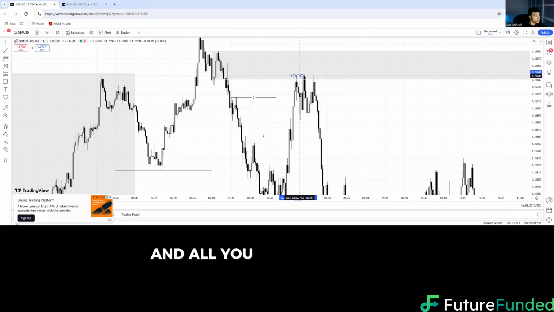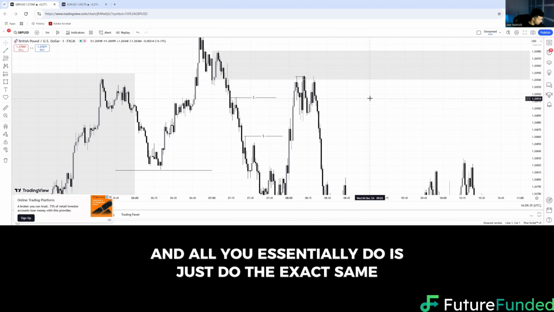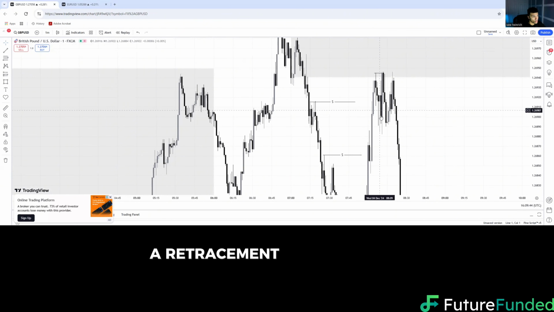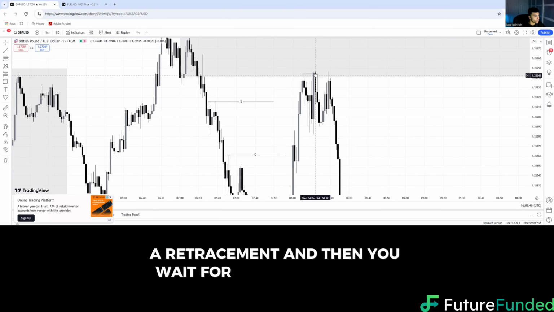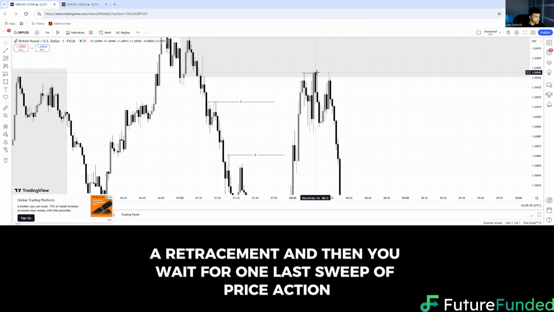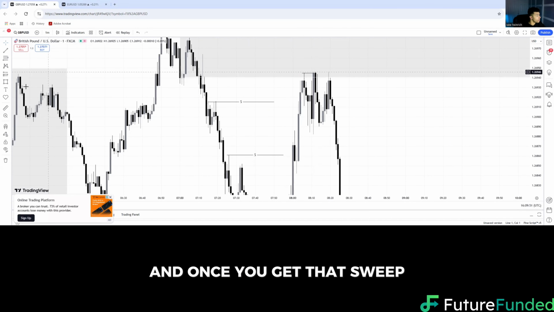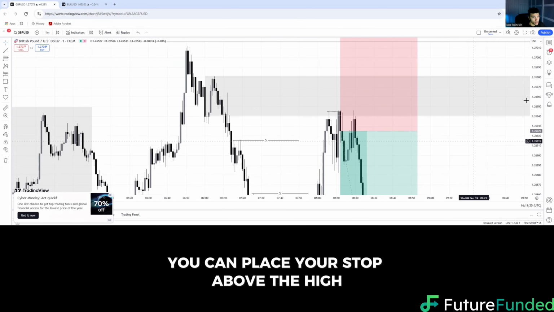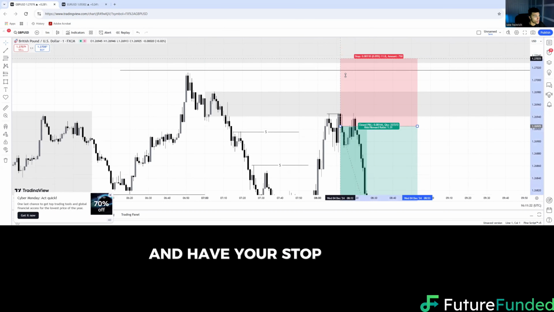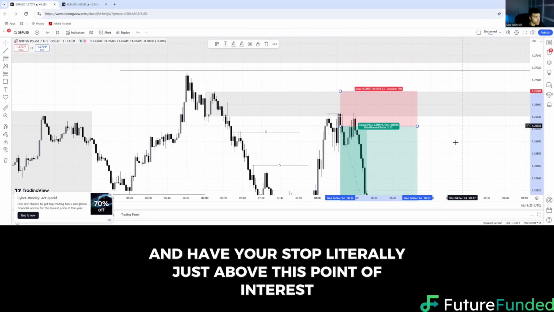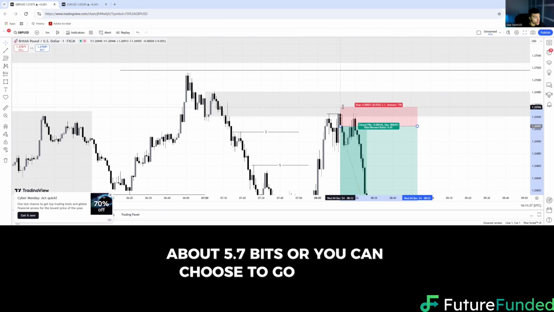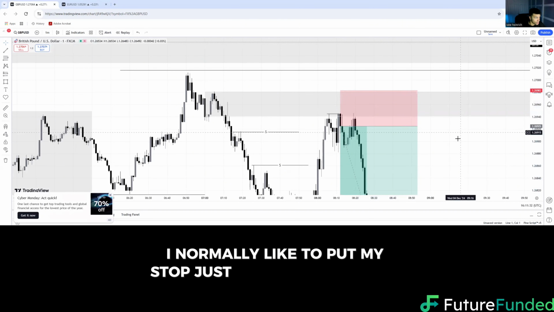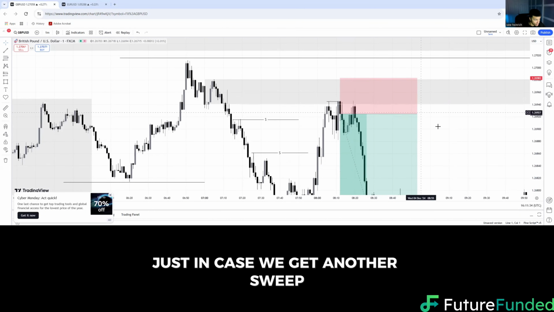Okay, and all you essentially do is just do the exact same thing you did before. You wait for a move up, a retracement, and then you wait for one last sweep of price action. And once you get that sweep, you can then enter the market. You can place your stop above the high and have your stop literally just above this point of interest at about 5.7 pips, or you can choose to go slightly tighter depending on your risk tolerance, of course. I normally like to put my stop just above the point of interest, just in case we get another sweep.